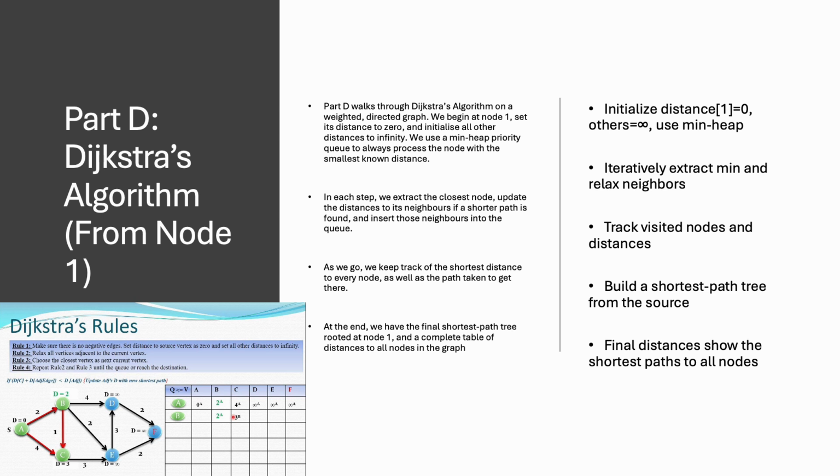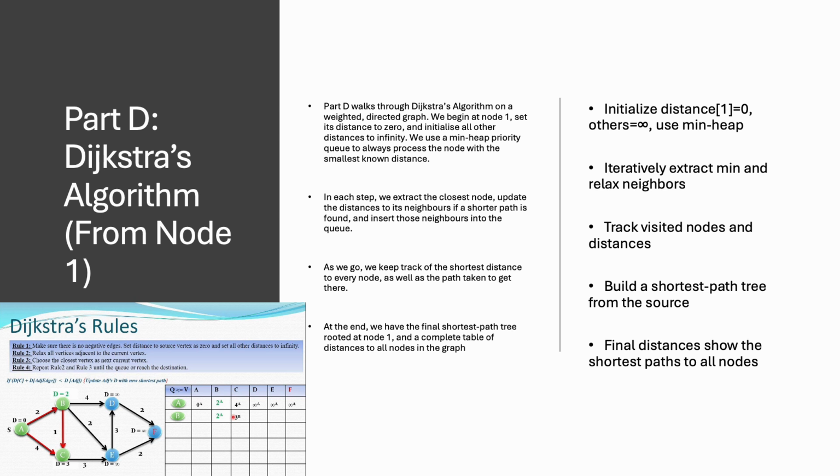As we go, we need to keep track of the shortest distance to every node, as well as the path taken to get there. And at the end, we have to find the final shortest path tree rooted at node 1, and complete the table of distances to all nodes in the graph.